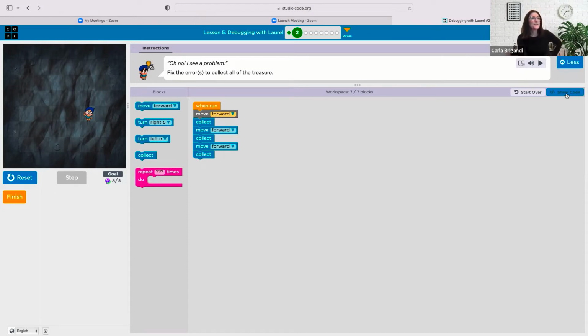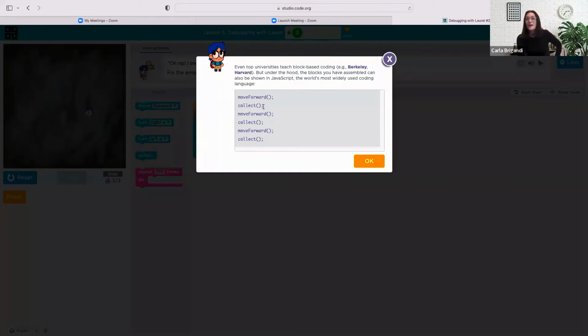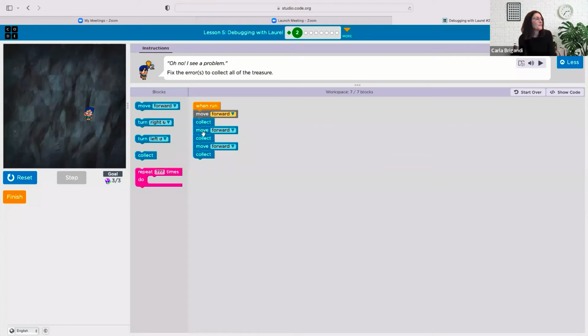I'm going to show the code here. Here's my code. I move forward, I collected, I move forward, I collected, I move forward, I collected. That makes sense. That's what Laurel did. Do I see a pattern here? Is there a sequence of things that are happening? And I do. I notice 1, 2, 3 repetitions. So I'm going to try to write this code in another way.